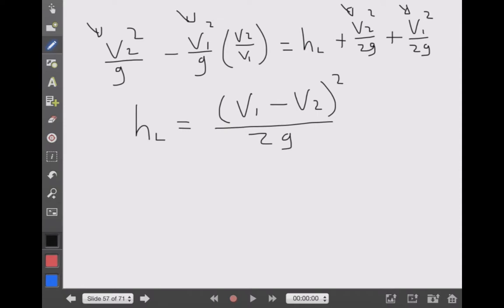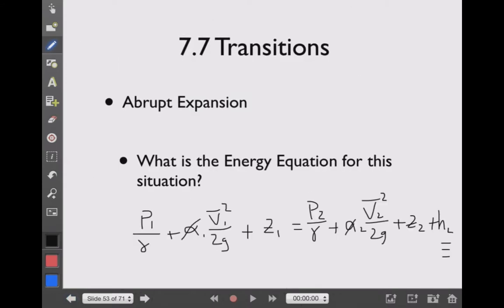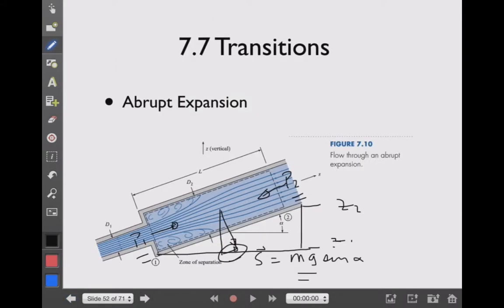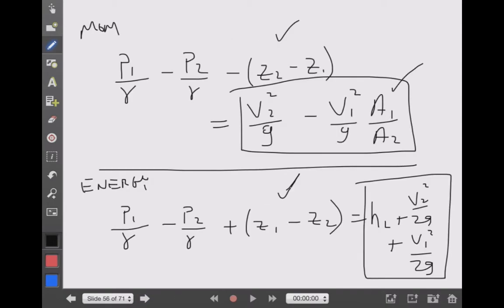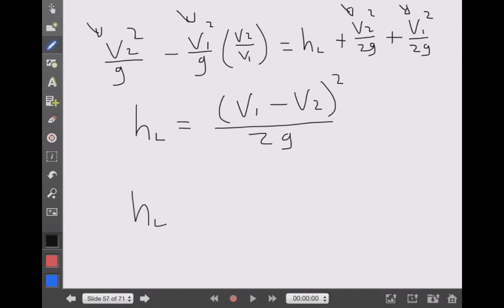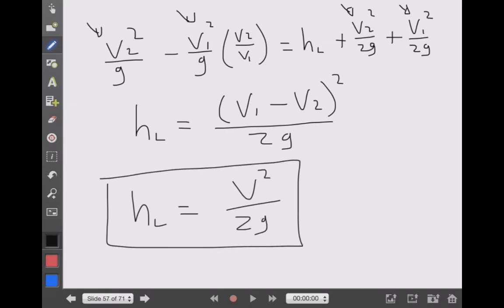If we assume now that this volume empties out into the free atmosphere, say into a reservoir, which is a very large tank of water, then we can assume that V2 equals 0, which the book does. And what we have is our familiar term for the head loss, which is going to be basically the velocity, V1 in this case, squared over 2G. So this is one of the reasons why we've been using this form for the head loss.